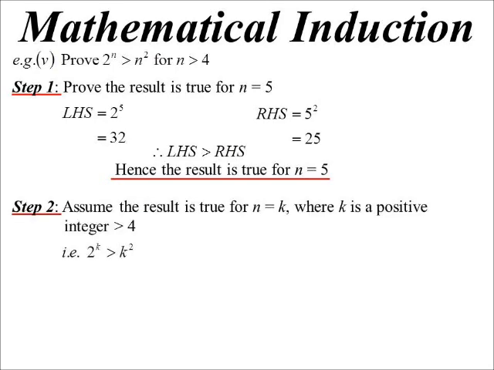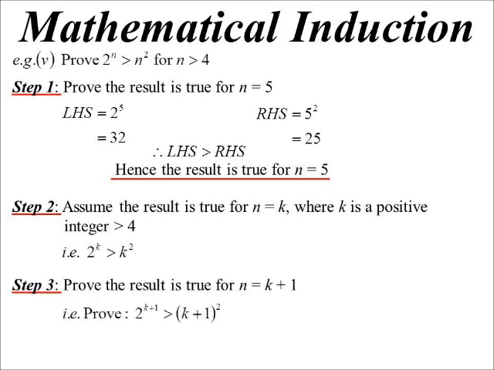So we will assume it's true, but this time we've got to match the conditions. So k is not just a positive integer, it's a positive integer that is greater than 4. So 2 to the power of k greater than k squared, but we're also going to assume k is greater than 4, remember. We're now going to prove the result's true for k plus 1. So we want to prove 2 to the power of k plus 1 is greater than k plus 1 squared. So let's start with 2 to the power of k plus 1. We want to get our assumption in. Our assumption was 2 to the power of k.